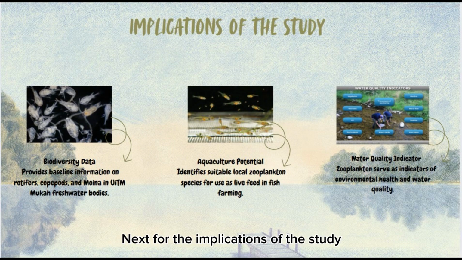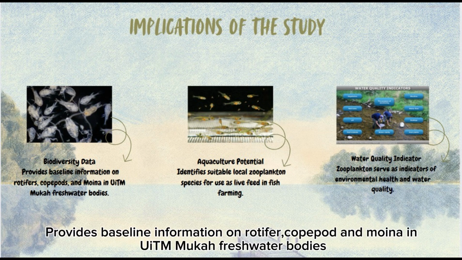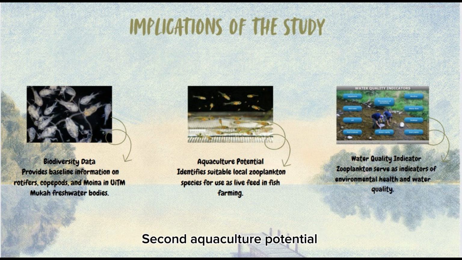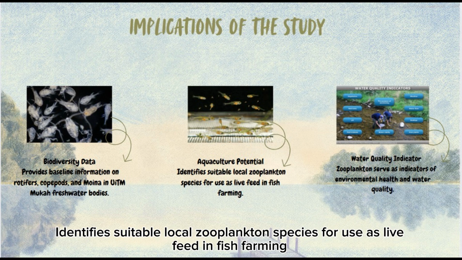Next, for the implication of the study, first is biodiversity data. It provides essential baseline information on the diversity, abundance, and composition of zooplankton species in the local aquatic ecosystem. Second, aquaculture potential. It identifies potential live feed species such as rotifers, copepod, and moina that are suitable for larval fish production in hatcheries. It supports the development of sustainable aquaculture practice through the use of locally available zooplankton.